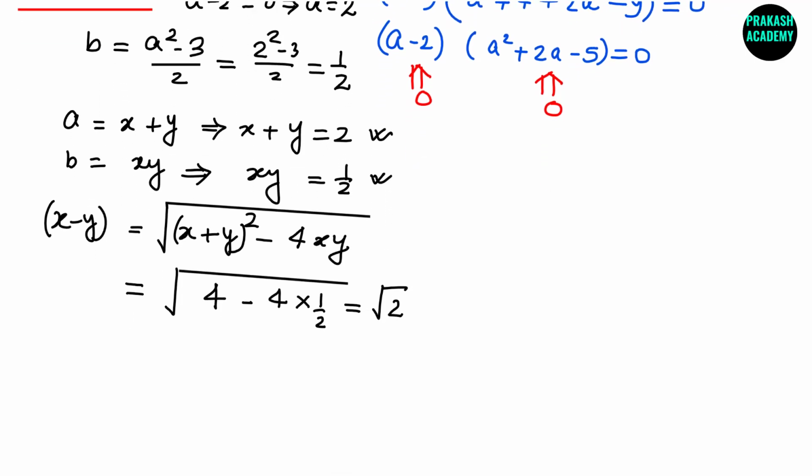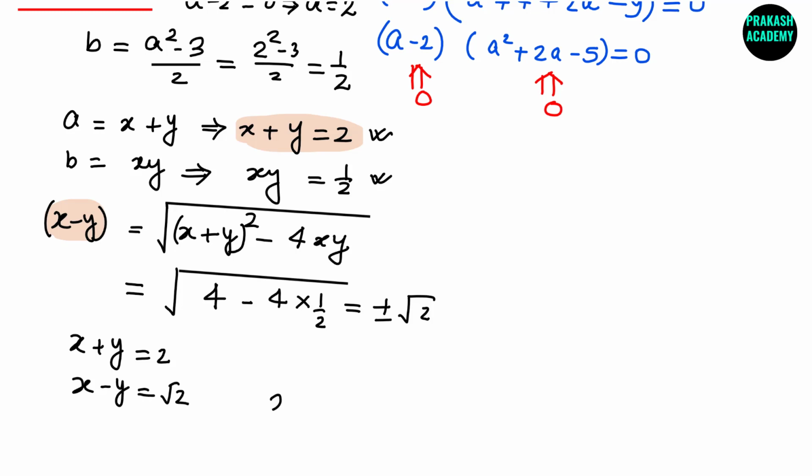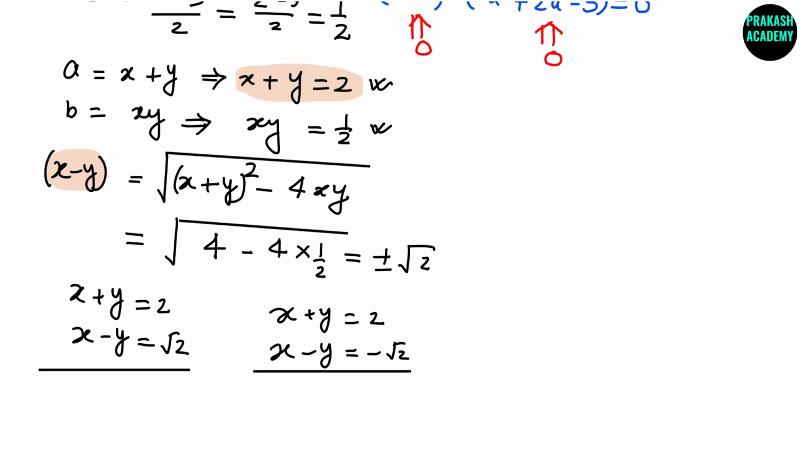So now I can solve for x and y. So x plus y is 2, that is given here. And x minus y equals plus minus root 2, because if you take the root, then this will become plus minus root 2. So x minus y equals either root 2 or minus root 2. But x plus y is always 2. So now I can solve these two equations and find the values of x and y. So in this case, 2x will be 2 plus root 2.